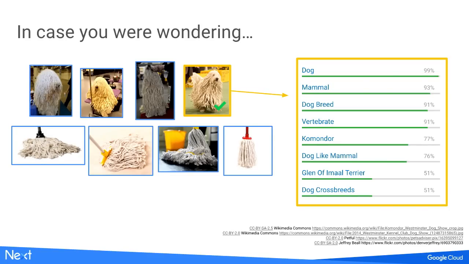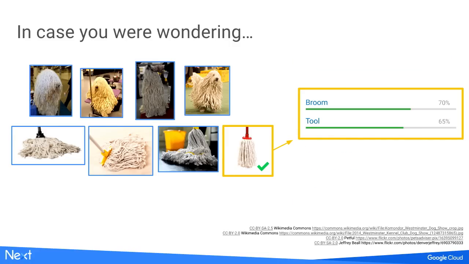And in case you were wondering how the Vision API did with the sheepdogs and mops, this is the response it got from that picture on the right. So it's 99% sure it's a dog. It actually even is able to identify the breed of the dog, Komondor. I may be saying that wrong. On the mops, successfully identified this as a broom or a tool.